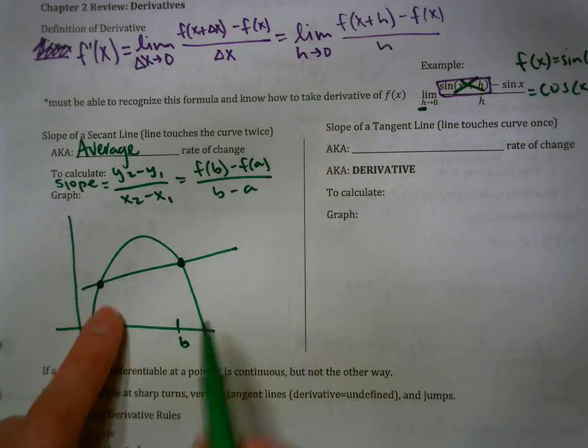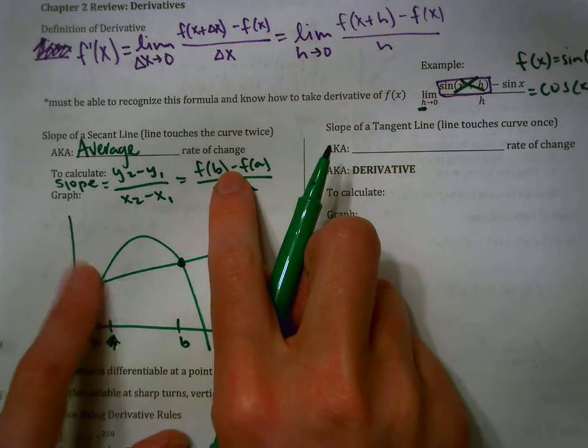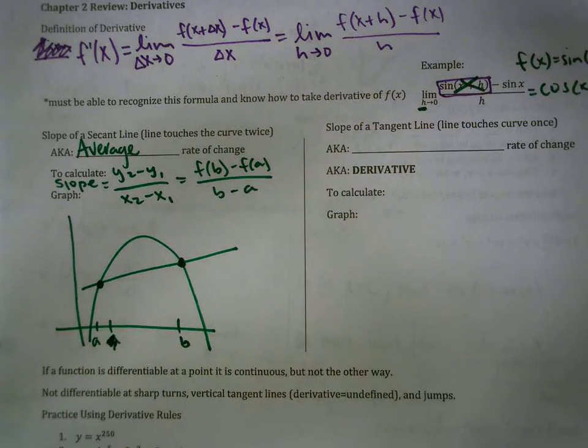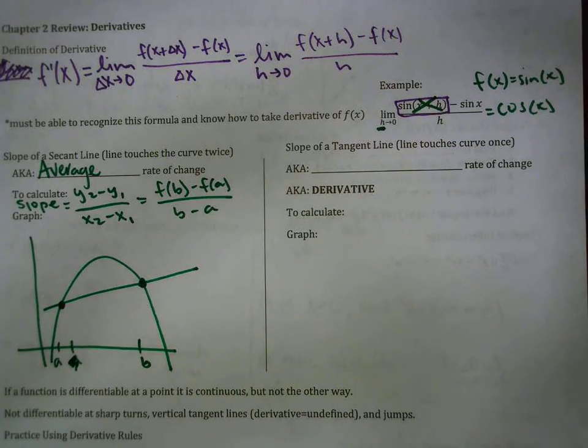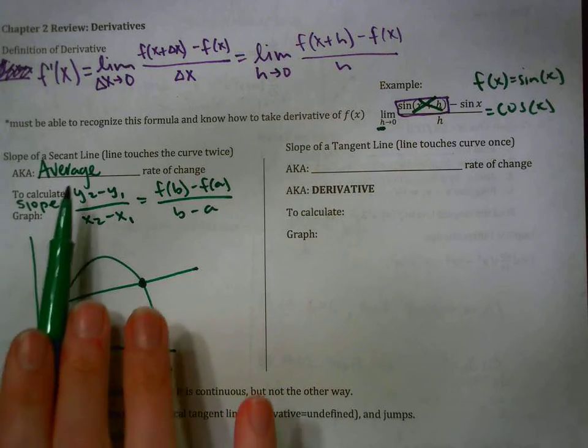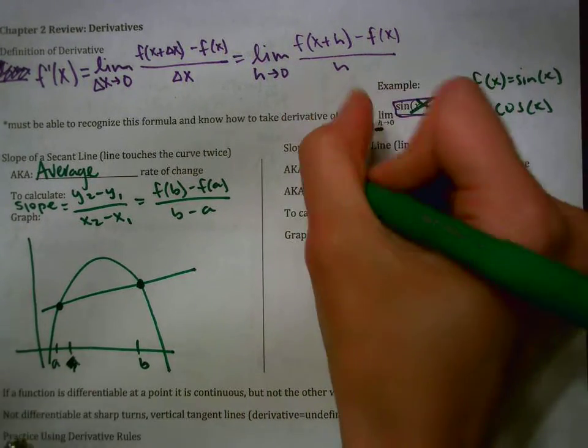Then the slope of my line, I would just use this formula, f of A minus f of B over B minus A. I think I said that backwards, didn't I? Okay, so now what if you wanted the slope of a tangent line? So this would be not the average rate of change, but the instantaneous rate of change at a single point.